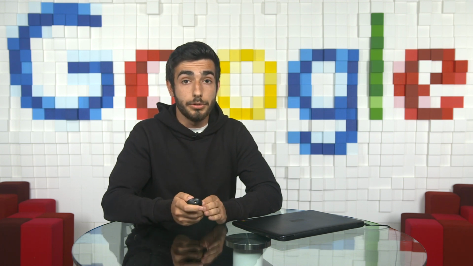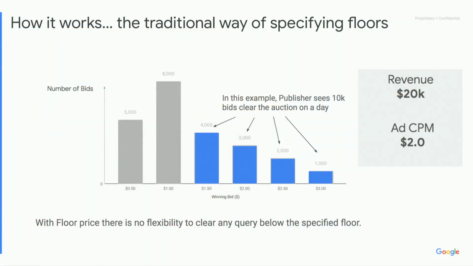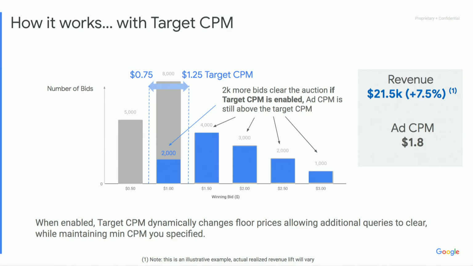With pricing floors, you set a specific floor and no bids will be accepted unless they are equal to or greater than that floor. In this example, the publisher sees about 10,000 bids clear the auction on a given day. With target CPM enabled, this publisher would see about 2,000 more bids clear per day because the range of acceptable bids is expanded. This does not mean that overall revenue is lower, though. In fact, revenue increases as more bids are accepted, while the average CPM remains at least as high as the target CPM that you set.